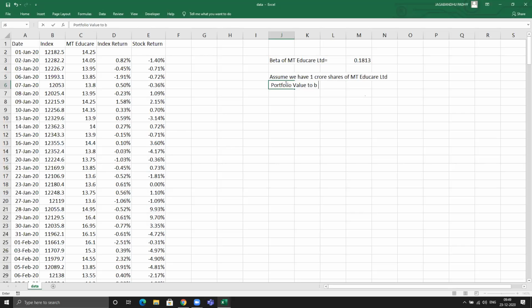My portfolio value to be, which I am intending to hedge. Portfolio value to be hedged is going to be 1 crore multiplied by market price per share. Now the thing over here is मुझे hedging horizon इसका decide करना पड़ेगा कि कितने time तक इसको मुझे hedge करना है.